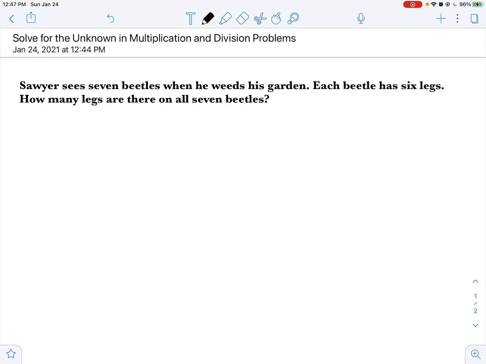Hello everybody. Today we're going to continue to work on how to solve multiplication and division problems with unknown parts. We're going to try using those letters that we started to use on Tuesday when we're representing our problems. So your assignment today is going to include 4 word problems. You will choose 2 to solve.